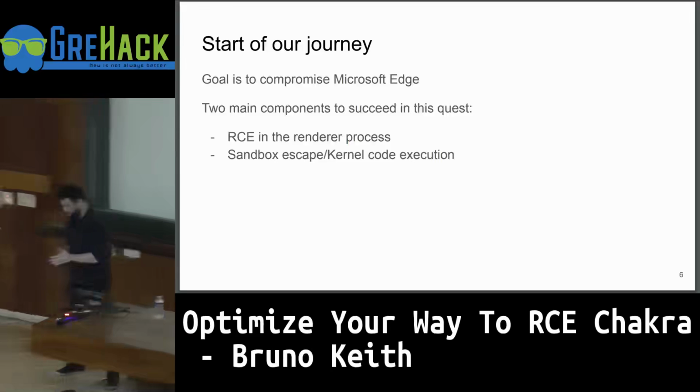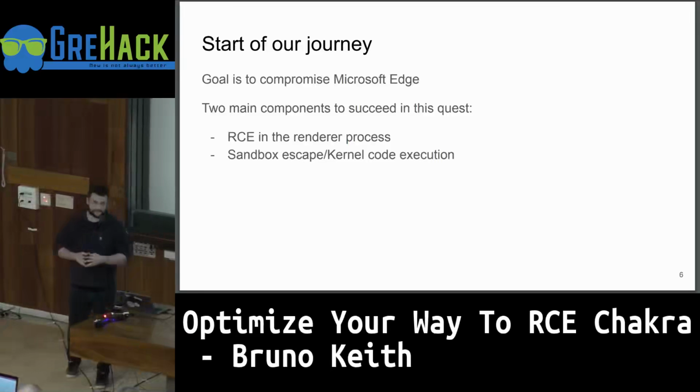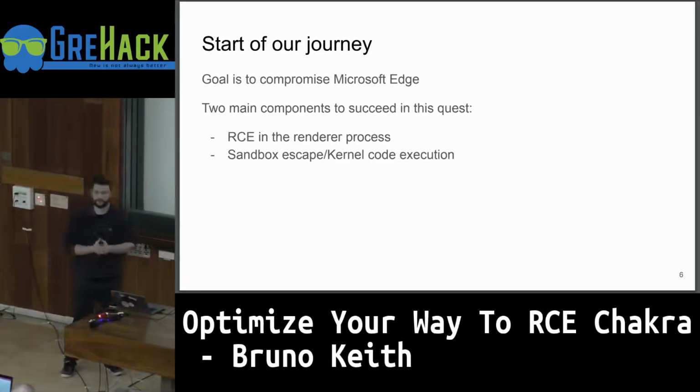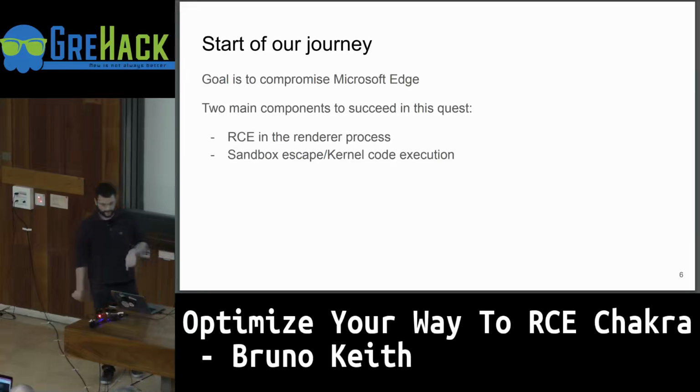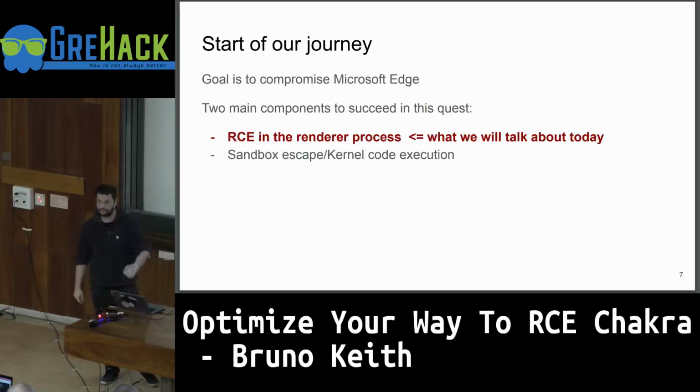So the attacker's perspective, so the start of our journey, basically we set out with one goal, which is we want to compromise Microsoft Edge, which is the default browser on Windows 10 today. And there are two main components basically to succeed in this quest. First of all, we need remote code execution in the renderer process, so the process that's responsible for your web page. And then you need either a sandbox escape or go directly into the kernel. And today we'll be strictly focusing on the RCE part.